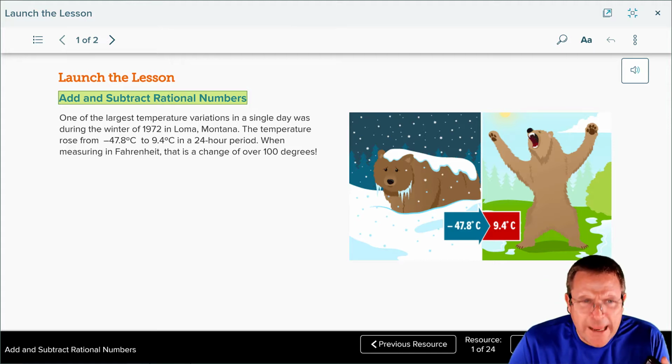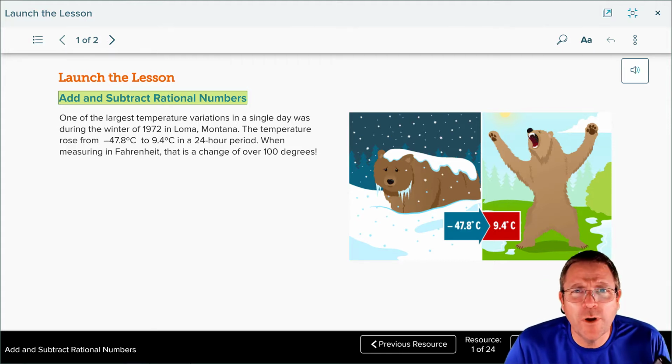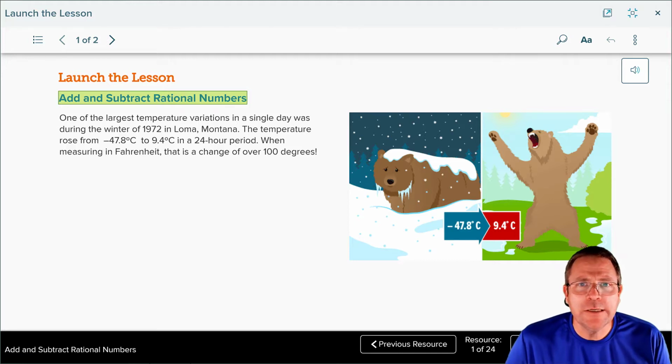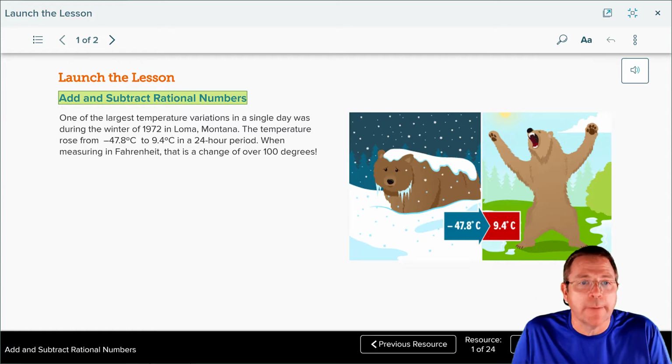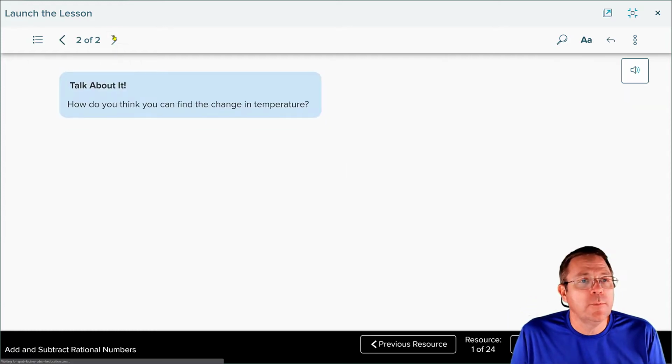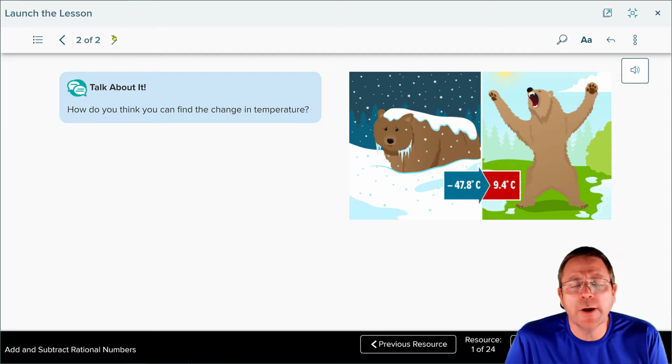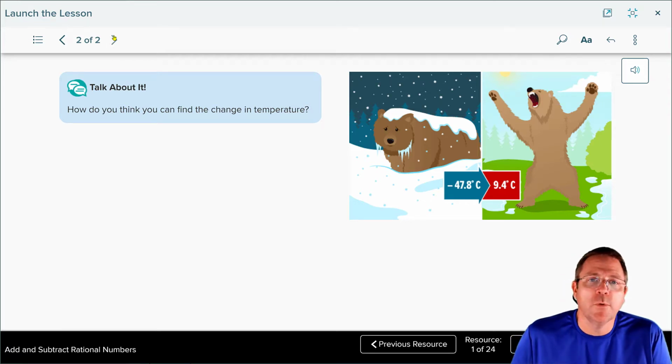Did y'all catch that? Negative 54 degrees Fahrenheit. Fahrenheit freezes at 32 degrees. That's cold. Why would you live someplace that gets that cold? I don't understand. But alas, we need to keep moving here. How do you think you could find the change in temperature? These are some of the things we're going to be learning and working with in this lesson.